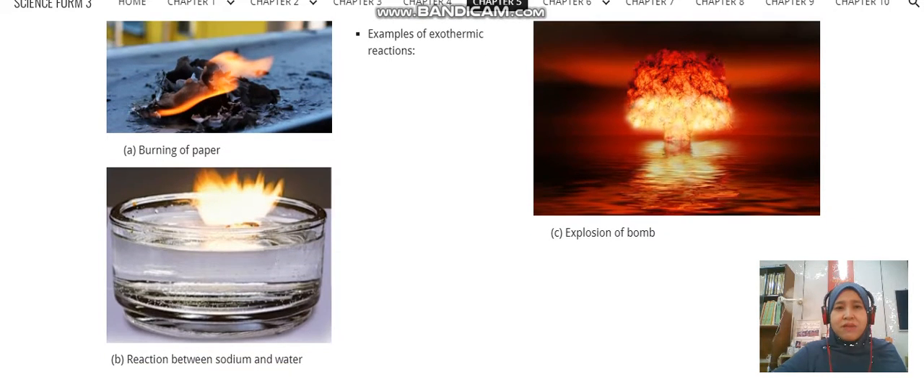So we have three examples here. Burning of paper, reaction between sodium and water, explosion of bomb.